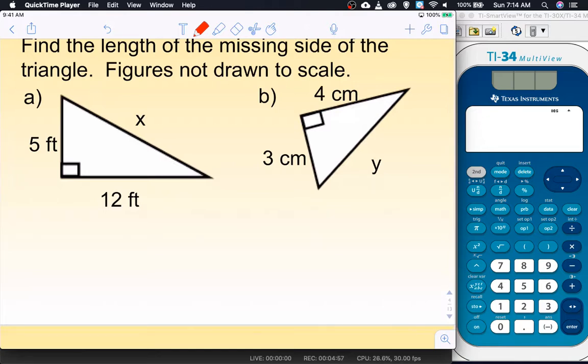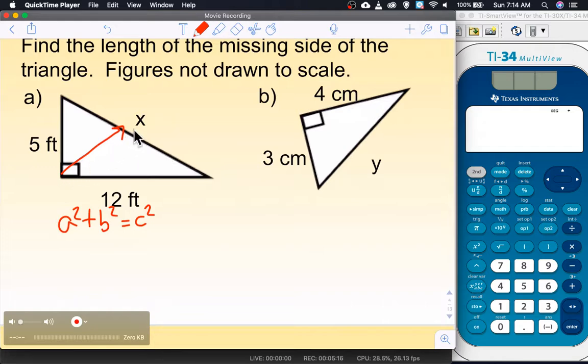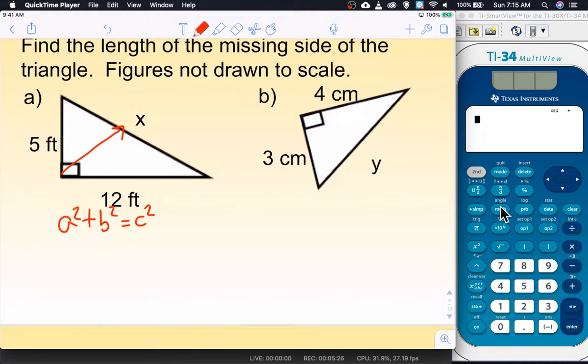So here's how the Pythagorean theorem works. First off, we write down the formula: a squared plus b squared equals c squared. We plug in our sides. The only side that makes a difference when you're doing Pythagorean theorem is the longest side, the one across from the right angle. That always has to go in for the c. That's reserved for the hypotenuse right there. So I'm going to plug in my x.